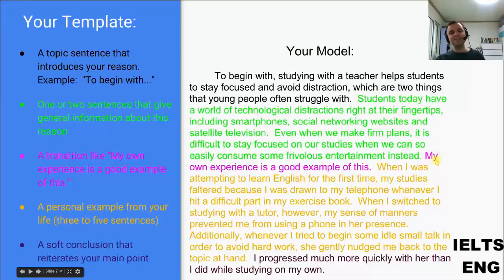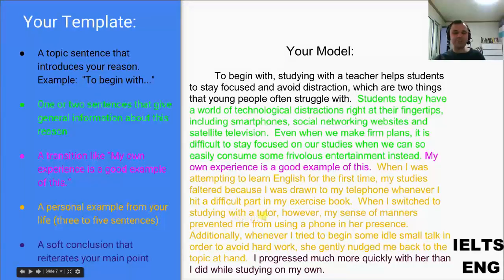The next sentence in pink, "my own experience is a good example of this." It's the exact same transition. You can use this sentence too if you like. And then in orange, a personal example from my life. When I was attempting to learn English for the first time, my studies faltered because I was drawn to my telephone whenever I hit a difficult part in my exercise book.